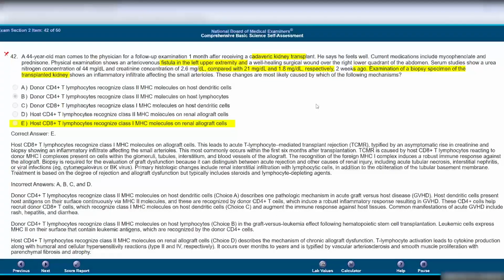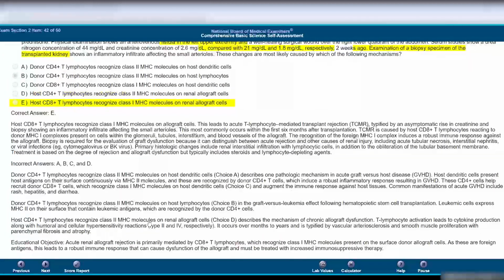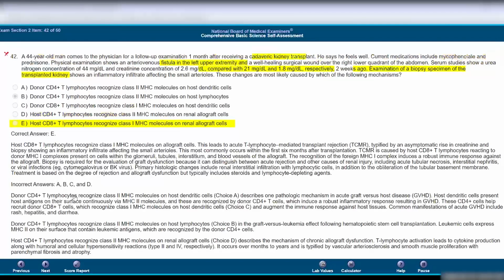Does that make sense? Yeah, I was wondering, so it's always more so CD8? Because I think First Aid mentioned that both CD4 and CD8 can be involved in acute transplant rejection. For instance, they mentioned D, which describes the mechanism of chronic allograft destruction. T lymphocytes activate, leading to cytokine production within humoral immunity. It occurs over months to years and is typified by vascular atherosclerosis and smooth muscle proliferation with parenchymal fibrosis and atrophy. So I think the biopsy is going to tell you a lot here. You should have smooth muscle proliferation, but the key thing on a big picture standpoint is to get it down between D and E.